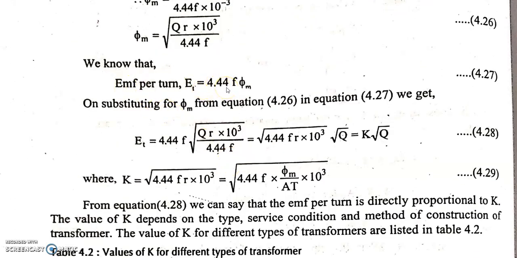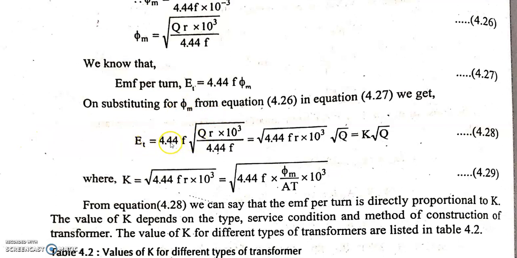Now we are going to express EMF per turn in terms of output of the transformer and the ratio between specific magnetic loading and electric loading. Okay, that is our objective in this topic, EMF per turn. That is, we are going to express EMF per turn in terms of kVA output of the transformer, as well as in terms of the ratio between specific magnetic loading and electric loading. Okay, so now we are writing the EMF equation first.